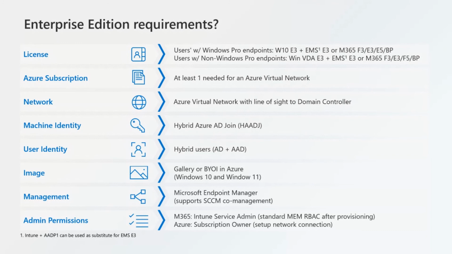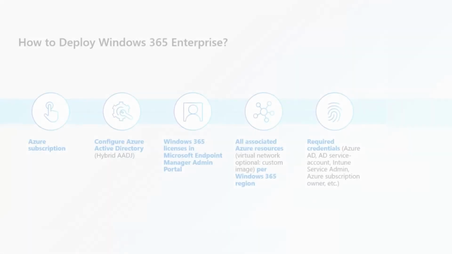Yes, we need an Azure subscription as well, as well as the Azure VNet to create line of sight to your on-premise domain controller, the architecture that we spoke about in the previous slide. You can bring your own image of Windows 10 and Windows 11 as appropriate. Currently, you can use both MEM and SCCM to manage the cloud PC. Lastly, you need Intune, and permissions on Azure: you need to be an Intune service admin and a subscription owner in terms of permission. So there are a few requirements.